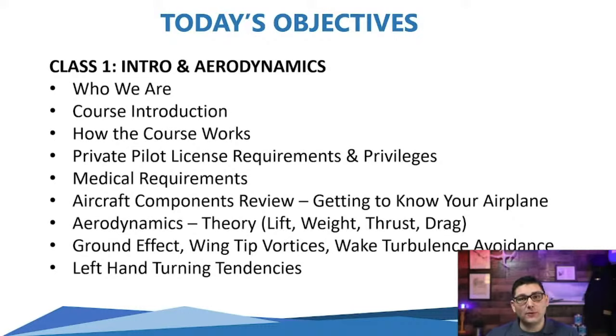We usually like to say the wing is the thing. It's the shape of that airfoil and the design that allows us to lift off the ground. We'll talk about the 4 forces: lift, weight, thrust, drag. We'll also get into ground effect, wingtip vortices, wake turbulence avoidance, and left turning tendencies. Once again, we probably won't make our way all the way down through the list.